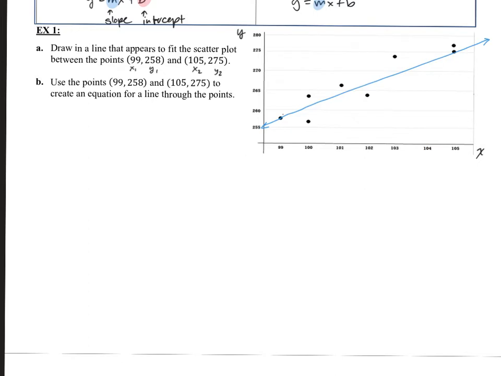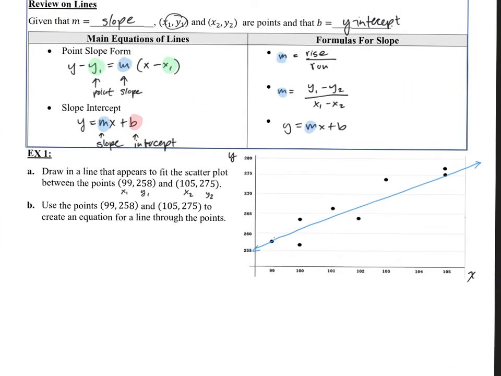So we've drawn our line, and the next thing is to use the points (99, 258) and (105, 275) to create an equation for the line through the points. Okay, so as I mentioned before, if I want to create the equation of a line, it's easiest to start with the point-slope form. So let's go ahead and do that.